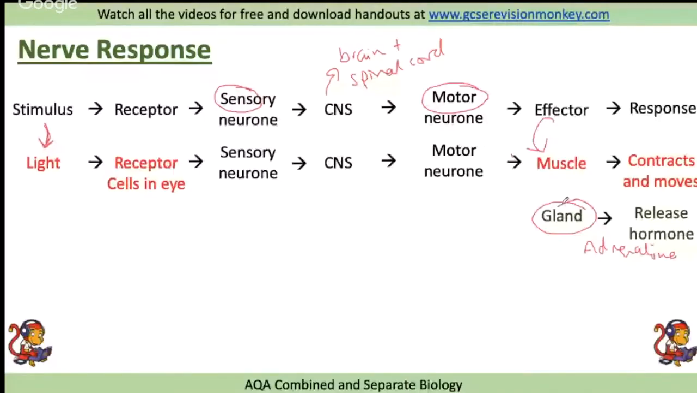Now, when those neurons are sending the signal along, they might have to pass the message from one neuron to another.